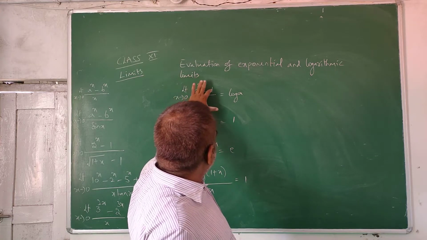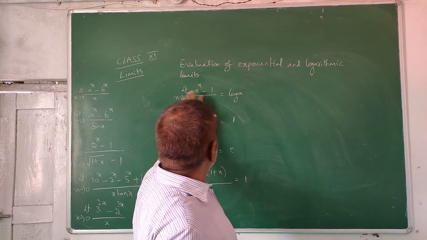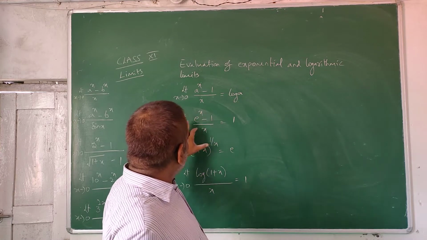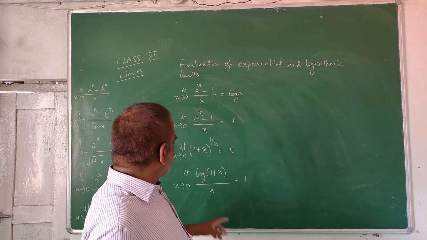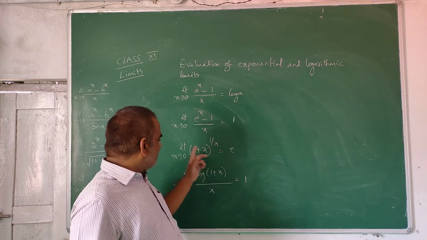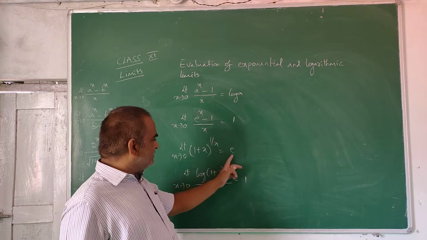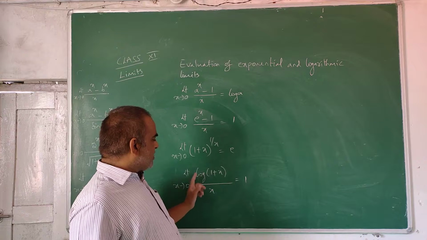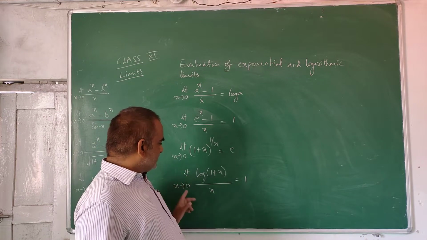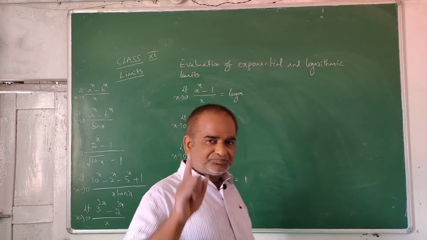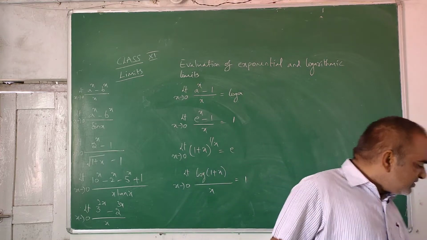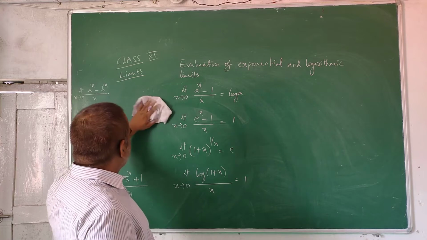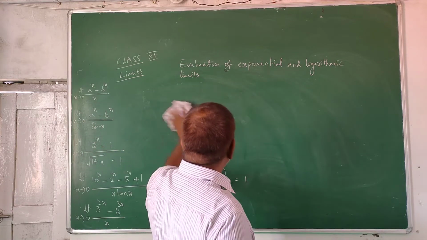a^x minus 1 by x, limit x tends to 0, is equal to log a. e^x minus 1 by x, limit x tends to 0, is 1. (1 plus x) whole power 1 by x, limit x tends to 0, is equal to e. If you apply logarithms both sides, then you get log(1 plus x) by x, limit x tends to 0, is log e. Log e is 1. So you have to remember this, okay, so that using this we will evaluate some limits.